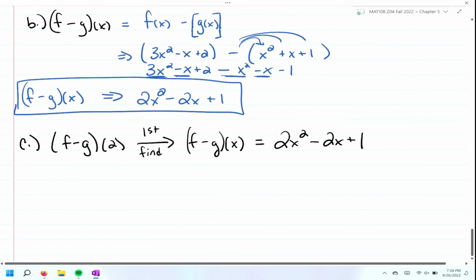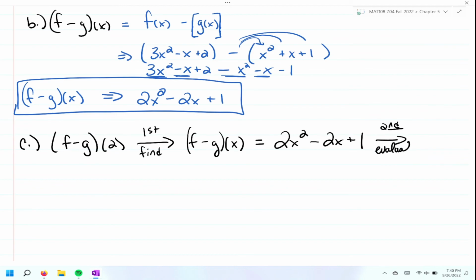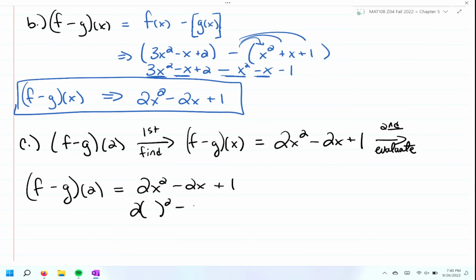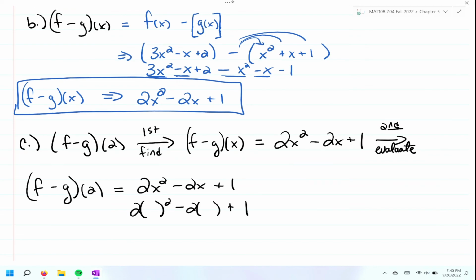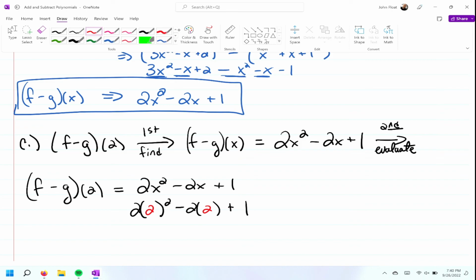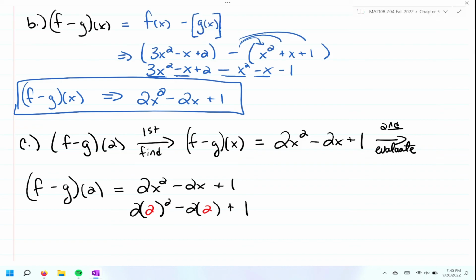And then second, evaluate. So all that means is f minus g of 2 is going to equal what we got for our function, and then directly underneath, we put parentheses wherever we see the variable, and then we make our substitution. So I'm going to put a 2 here and a 2 there. And then we follow everything that we learned way back in the day, order of operations, all that stuff.